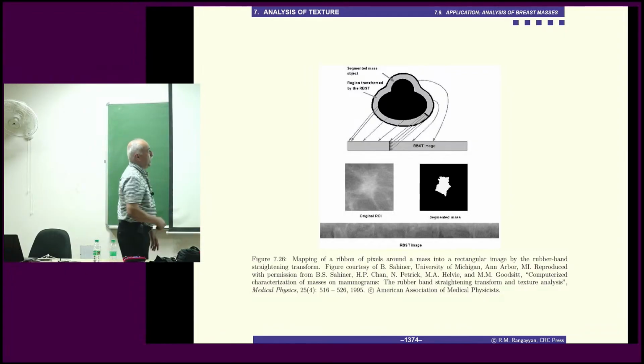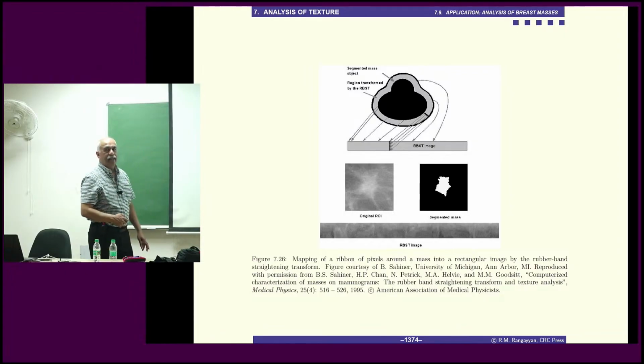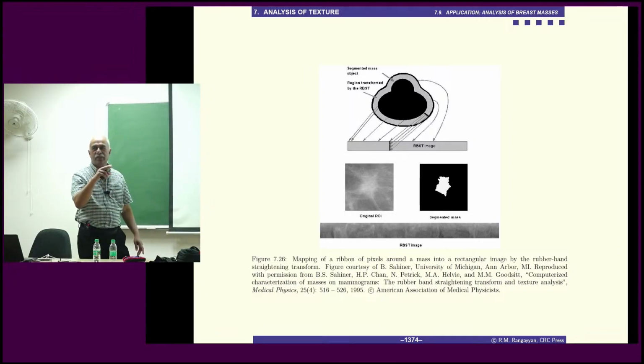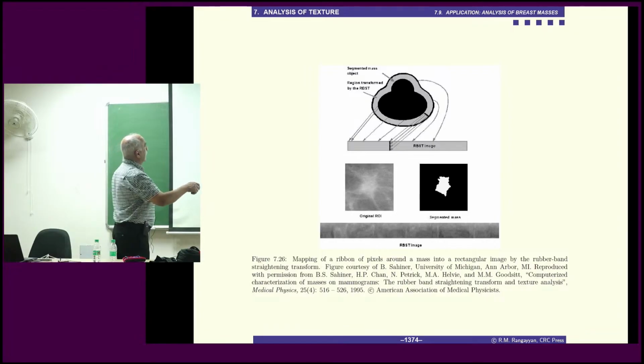Mapping of ribbons into a rectangular band, as done by Sahiner and others, is shown here. Sahiner's paper shows this example where there is a tumor and that's the ribbon. They are taking pixels inside the boundary. We took inside and outside. And they do a geometric transformation of that band into a rectangular or a straight line, and that width is maintained the same. So you end up with a rectangle like this.